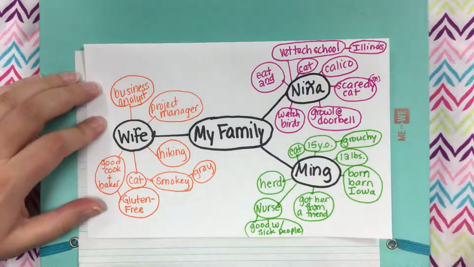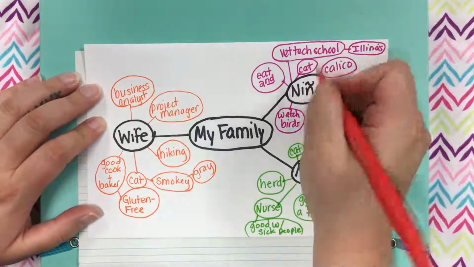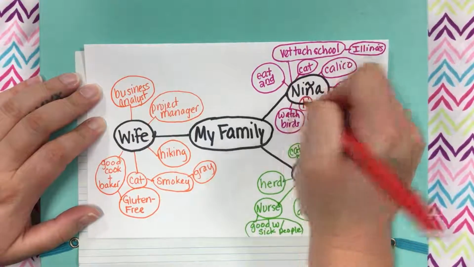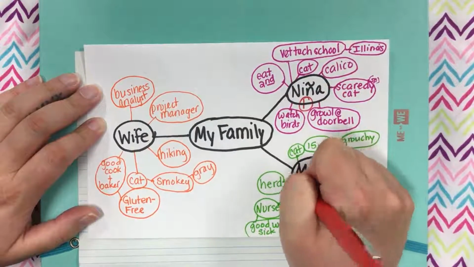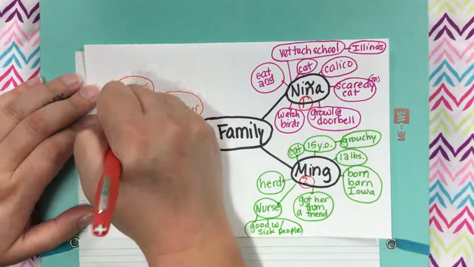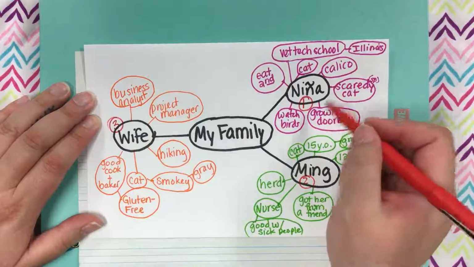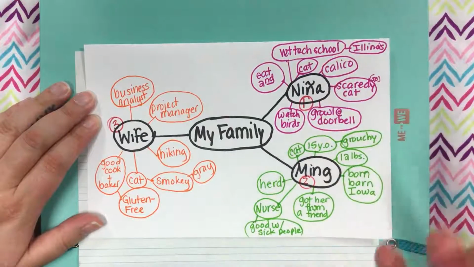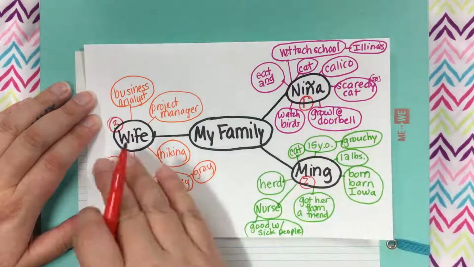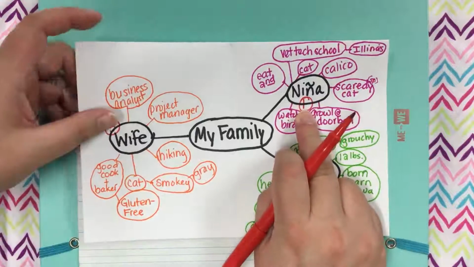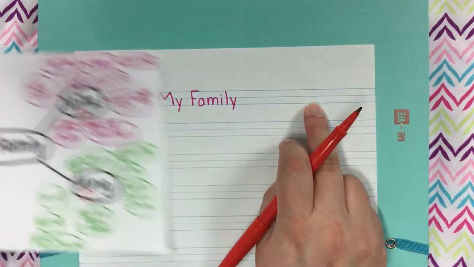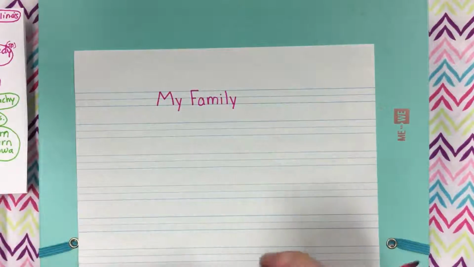So I am going to talk about Nina, and I'm going to write a 1 on her, 2 on Ming, and 3 on my wife. And that's going to be the order then, for right now, that I'm going to write a draft, meaning just some paragraphs to start putting these ideas together. So Nina is going to be the first one. So I'm going to pull her over to the side just for a moment.